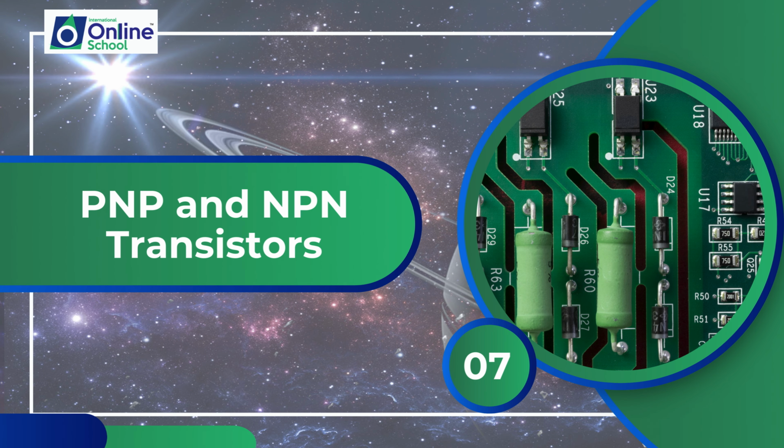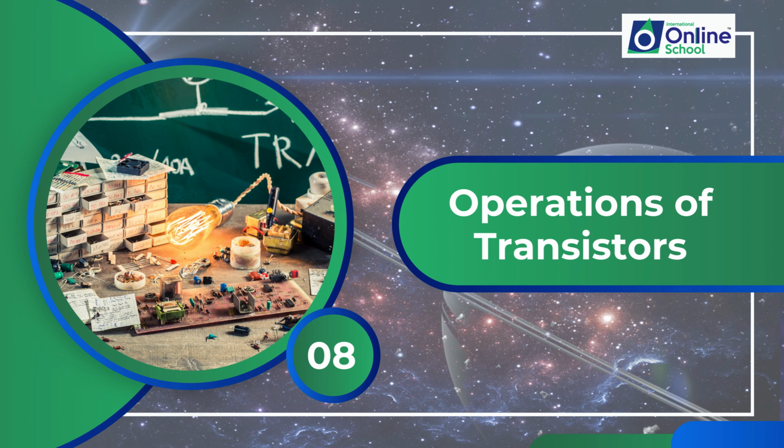In the next lesson, students will distinguish between PNP and NPN transistors. This lesson introduces the two types of bipolar junction transistors, BJTs, commonly used in electronic circuits. In the next lesson, students will describe the operations of transistors. They will understand how transistors amplify and control electrical signals in electronic devices.